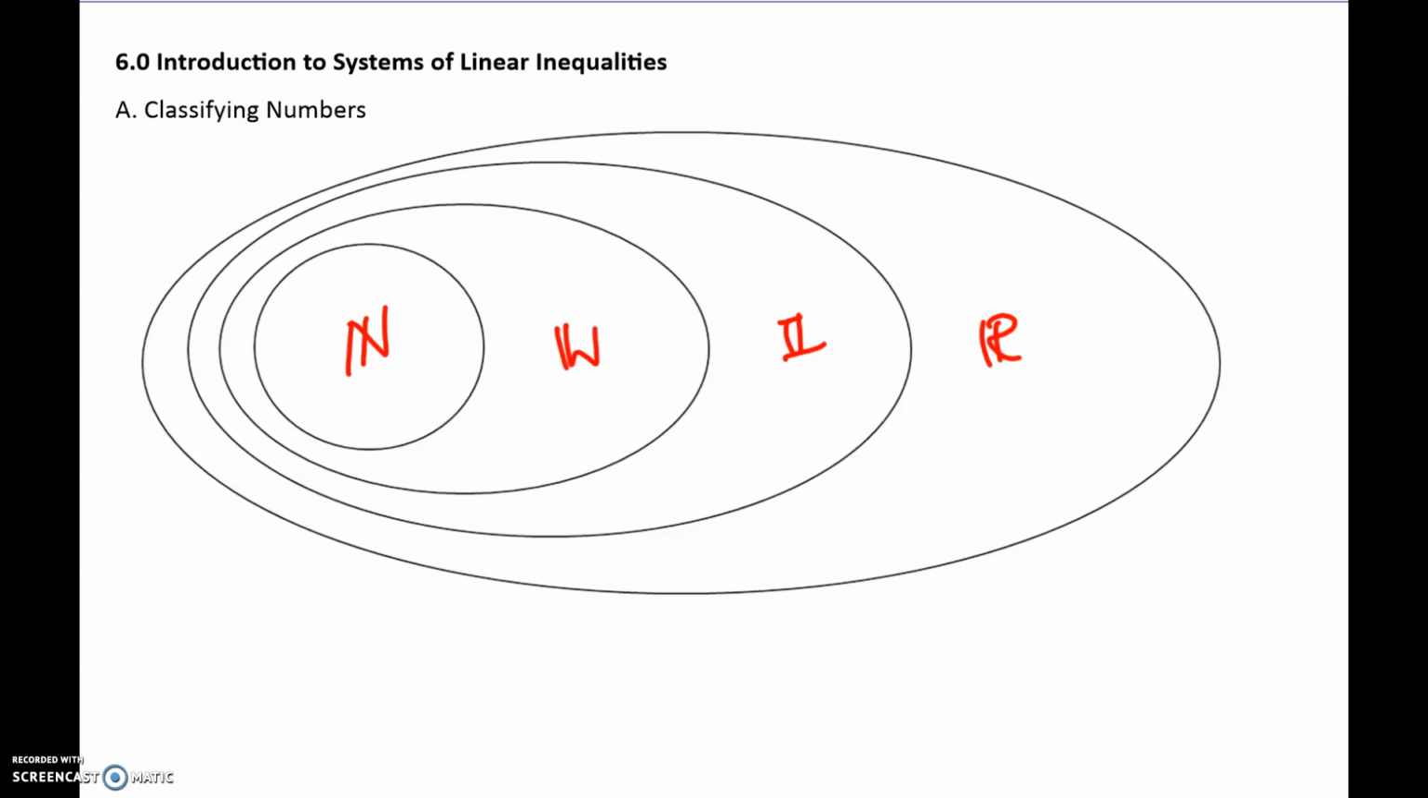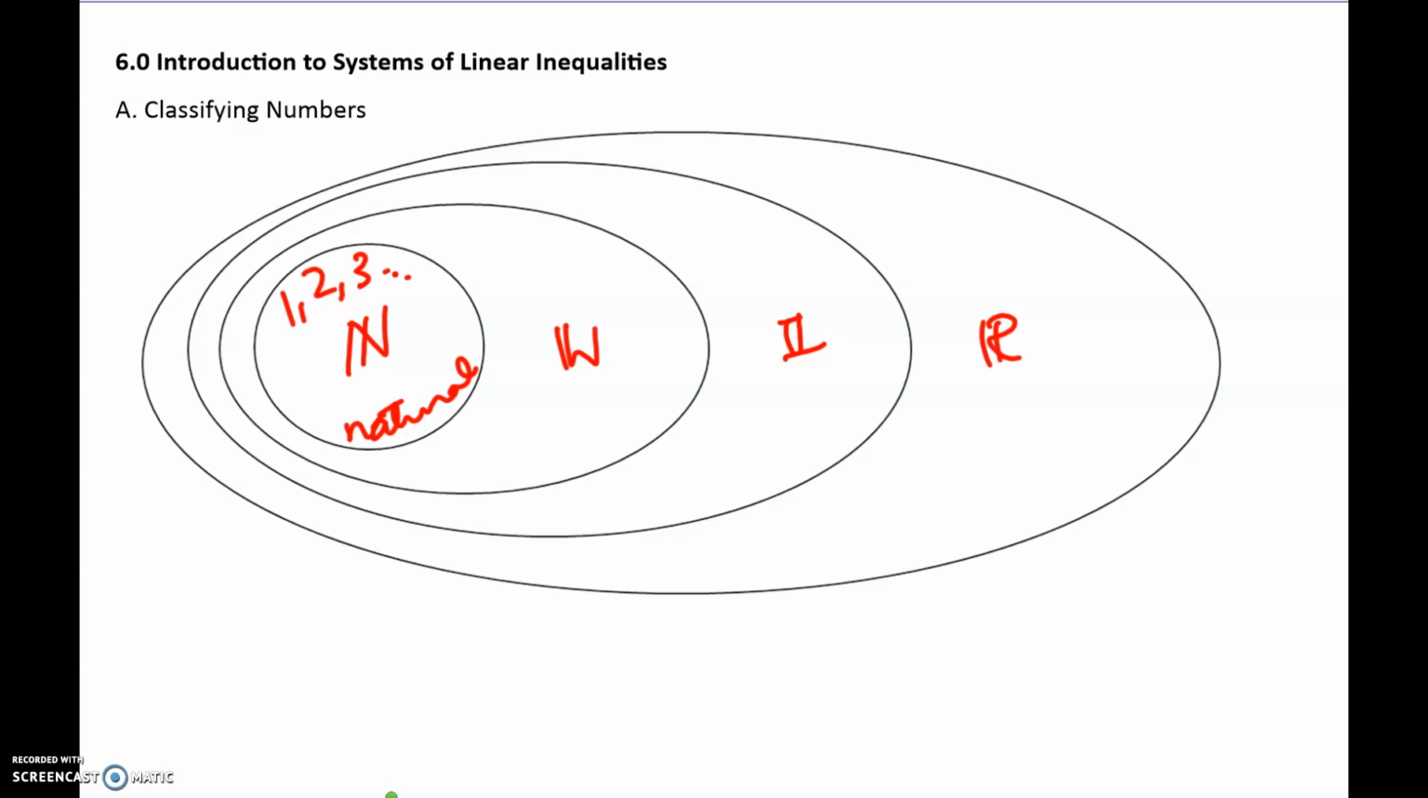This is the smallest circle. This is an N that stands for natural numbers. Natural numbers are the numbers that you learn as a small child. They start with 1, 2, 3, and they go up. Okay? So natural numbers include everything from 1 and above.